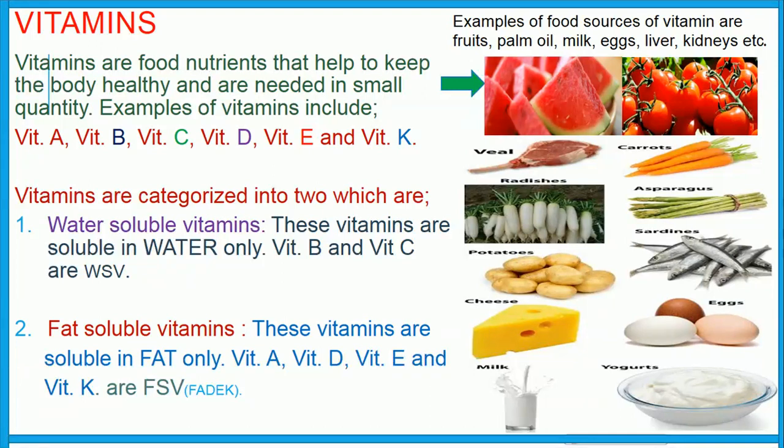So let's look at examples of food sources of vitamins. They include fruits, palm oil, milk, eggs, liver, kidneys, etc. Here are some examples of images of some foods rich in vitamins. We have milk here, we have yogurt, we have eggs, we have sardine, we have carrots, we have watermelon, and the rest. Take your time to go through the images.